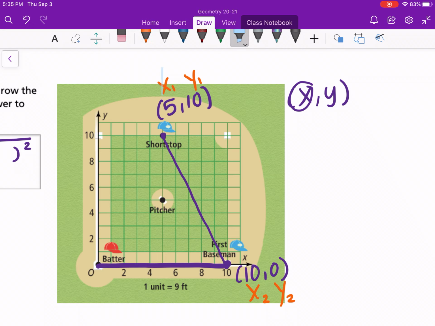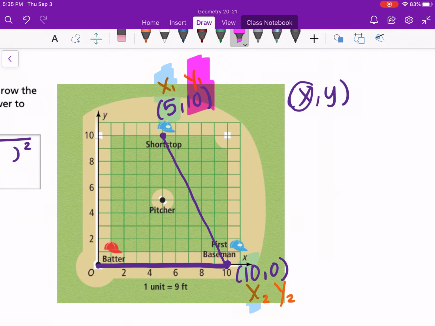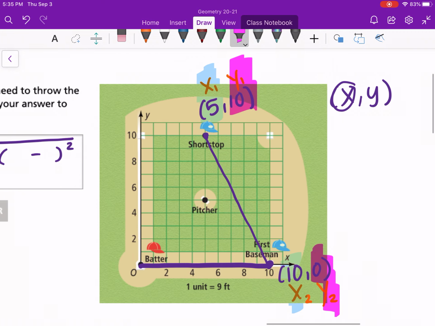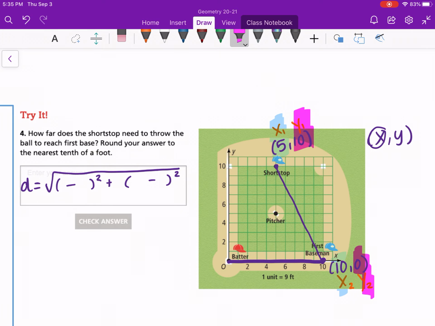So now, these are my X's. Oh, can't really see it with the picture in the background. And these are my Y's. And now I'm going to plug them into the equation. So I'm going to do the 1s minus the 2s. So x1 is 5, x2 is 10, y1 is 10, y2 is 0. So now you are 1 click of a calculator away from having the answer, but a lot of clicks away from typing it in correctly.